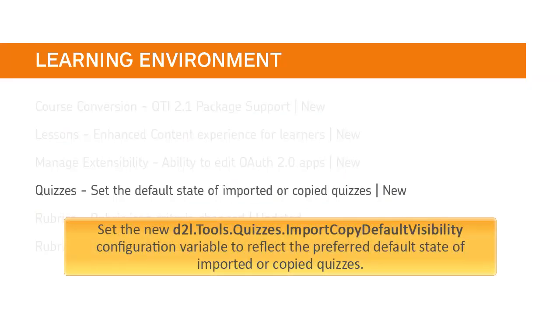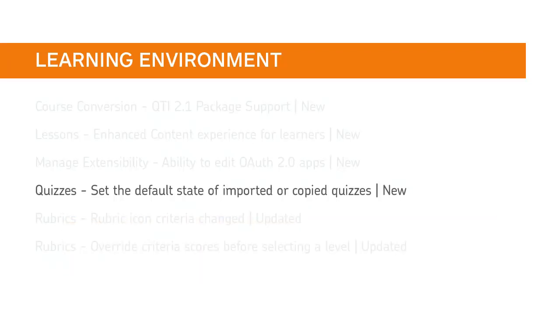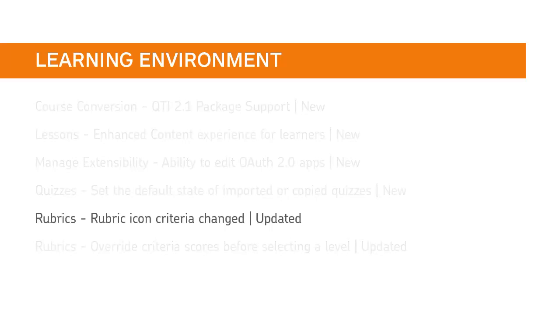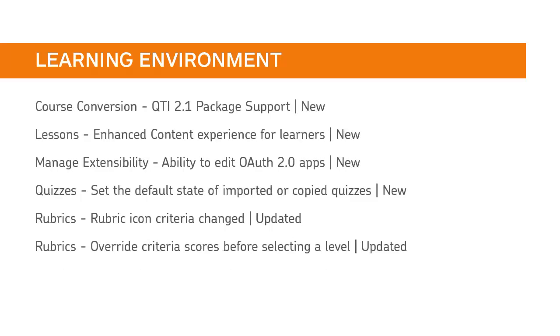Set the new D2L Tools, Quizzes, Import Copy Default Visibility Configuration variable to reflect the preferred default state of imported or copied quizzes. The default value is active. This feature implements PI item D3482. The checked rubric icon now displays only when a rubric has been fully scored by the instructor.